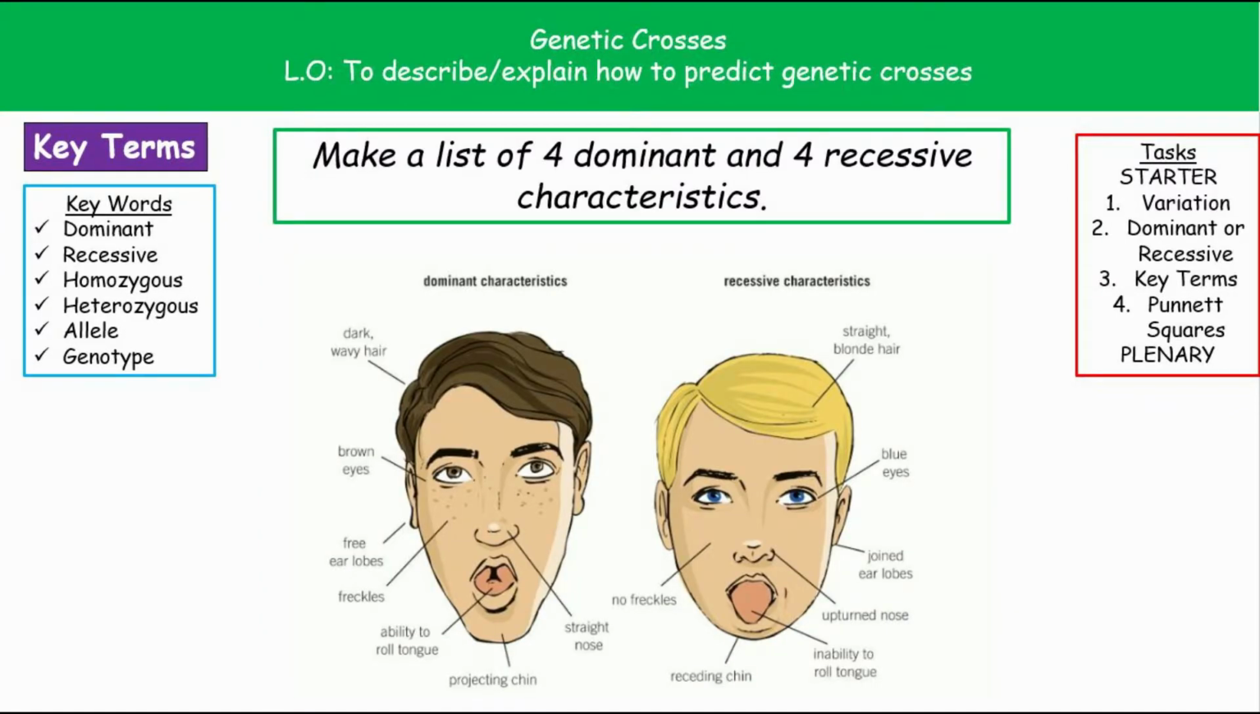Dead easy little task for you here then. What we've got in the picture underneath are dominant characteristics on the left and recessive characteristics on the right. All I want you to do is pick 4 dominant and 4 recessive characteristics and put them in a list for me. You can pick any 4 from each picture that you want.